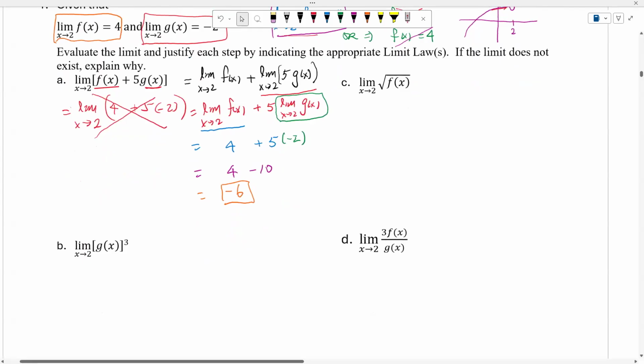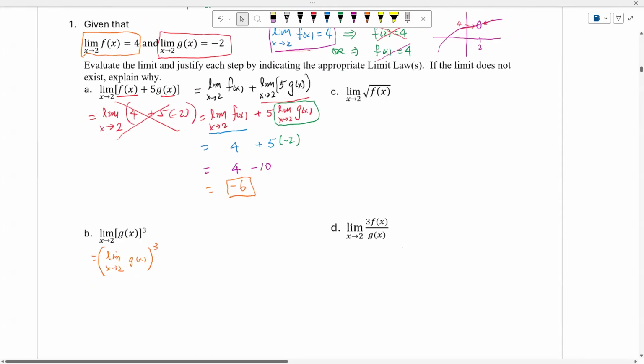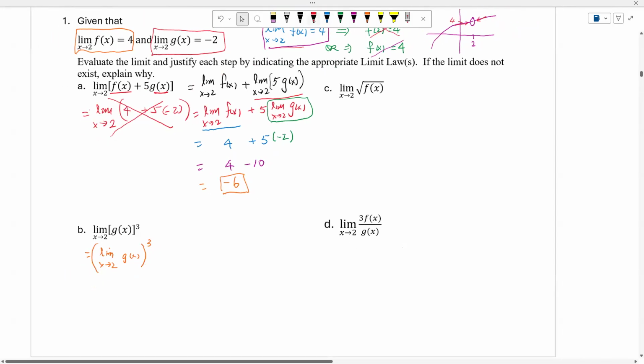Okay. And now let us look at the solution to part B. So in this case right here, we could take the limit x approaches 2 of g of x, and then the whole thing raised to the power of 3. Then it is equal to -2 raised to the power of 3. So it is equal to -8.